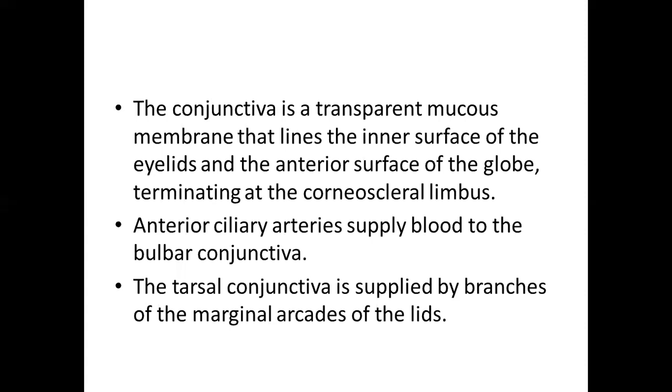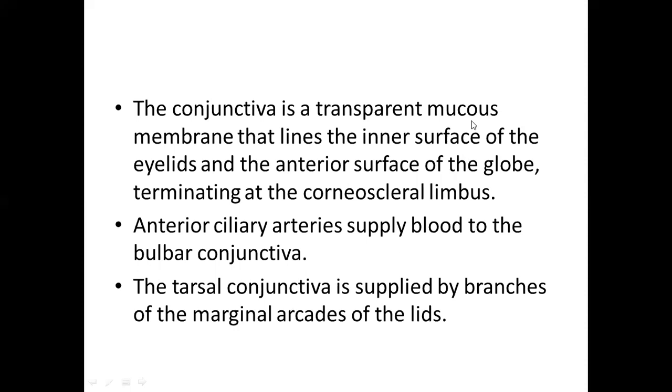Okay, first of all, we need to know what the conjunctiva is, because when you talk about pterygium, it has to do with a form of degeneration called elastotic degeneration of the conjunctiva. So the conjunctiva is basically a transparent mucous membrane that lines the inner surface of the eyelids and the anterior surface of the globe, terminating at the corneoscleral limbus.